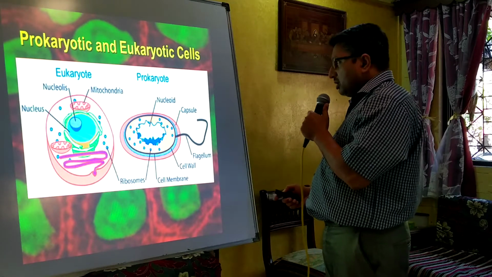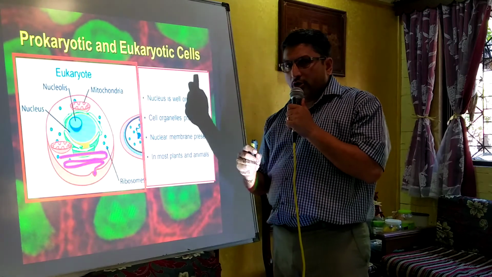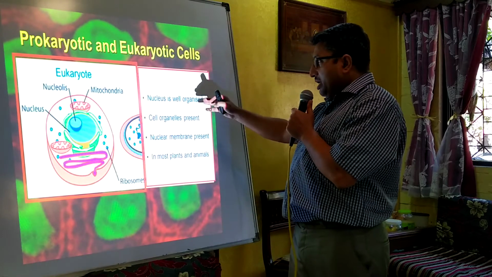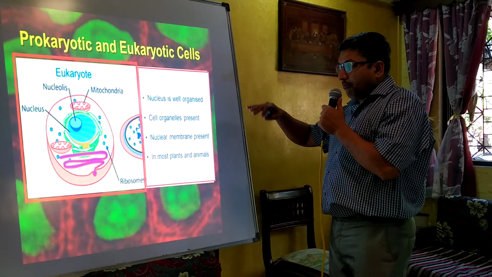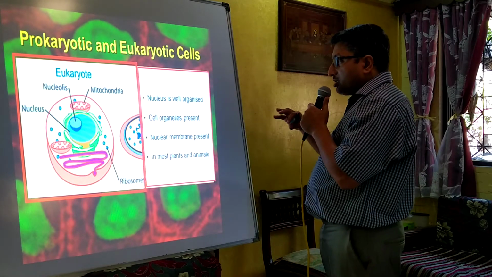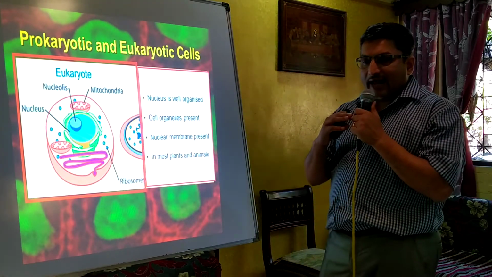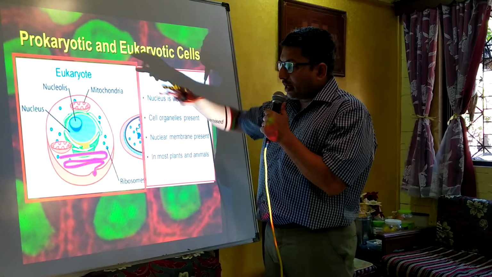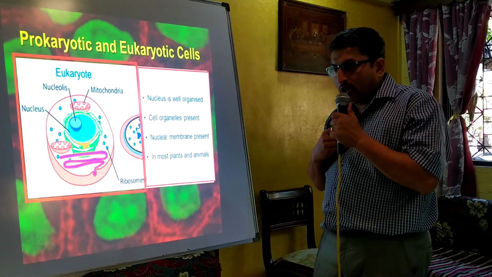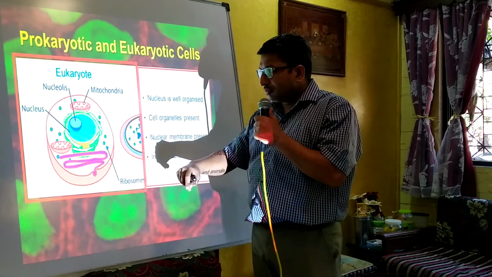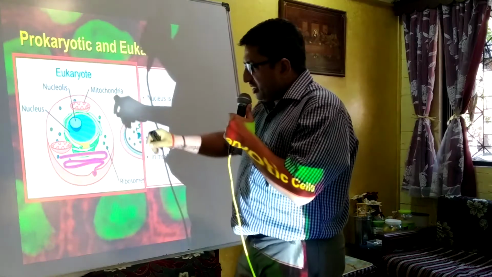And the next type is the eukaryotic cell. The eukaryotic cell is more advanced than the prokaryotic. It has a well-defined nucleus. All the cell organelles are present. Nuclear membrane is present, and it is present in most of us as well as in plants. So all the plant and animal kingdom is made up of eukaryotic cells. A eukaryotic cell, that is a cell in each and every part of our body, is made up of a nucleus and a well-defined cell membrane with all the different cell organelles.